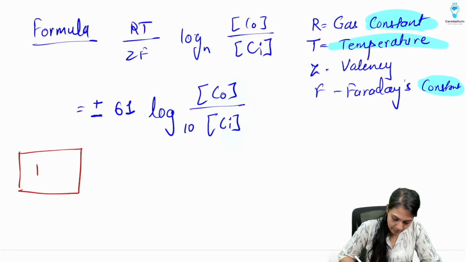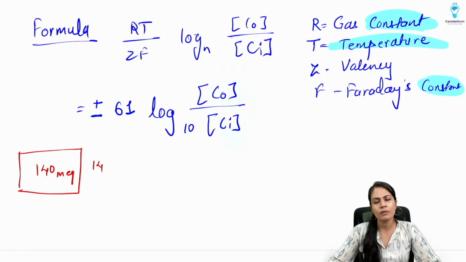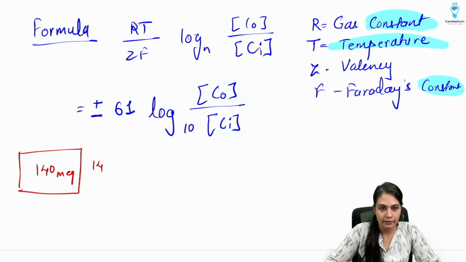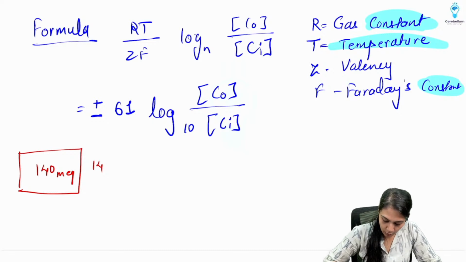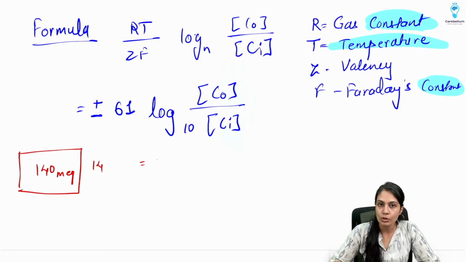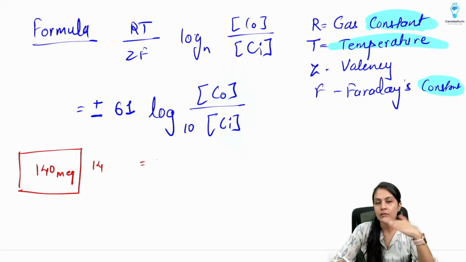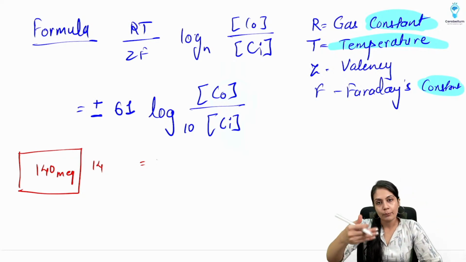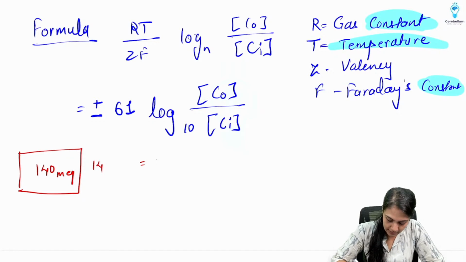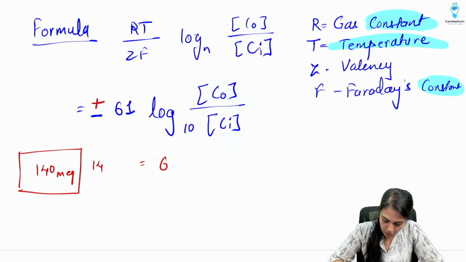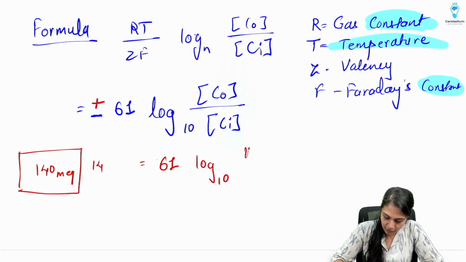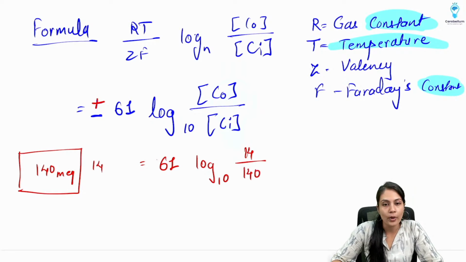Let's take the same example over here. Let's say this is the cell. Inside, let's say it is 140, outside it is 14. Whatever values they give you, you have to put those values. So if I incorporate that value, since I'm taking potassium, it is going to be +1, and that's why I'm going to write +1 in the sign. So it is going to be plus 61 log 10 of concentration outside, 14, upon concentration inside, 140.